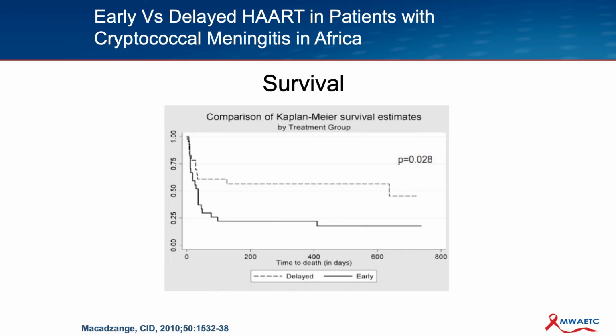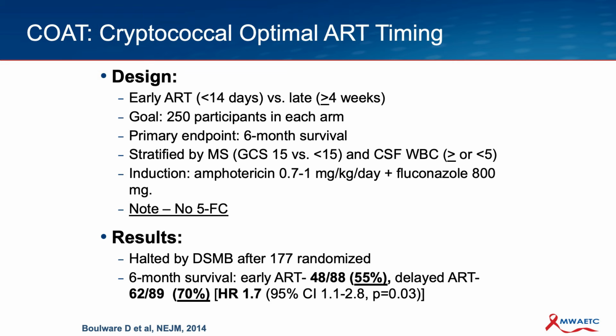This is the Kaplan-Meier curve showing the dramatic difference in mortality between the delayed arm, which was in the dotted line, and the early arm, which is solid line. So that's the first RCT about timing of antiretroviral therapy. The second larger study was conducted by Boulware and was published in the New England Journal 9 years ago. This is the COAT study, and it had a similar design to the previous one.